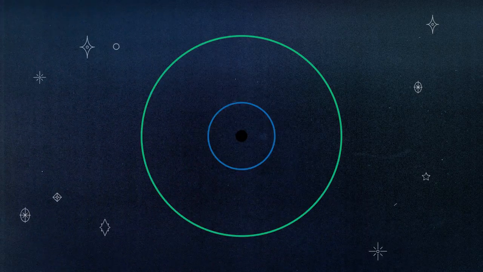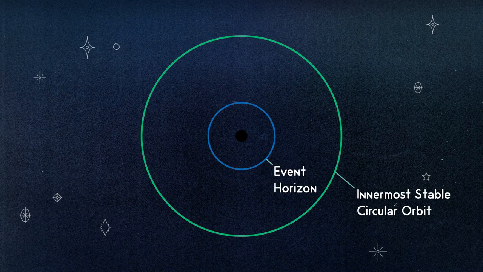The only difference between the innermost stable circular orbit and the event horizon is a multiple of 3. And actually, this makes life quite a bit easier for us, since we can simply state the innermost stable circular orbit of a non-rotating black hole is 3 times further from the black hole's event horizon. The key here is that it's not rotating.